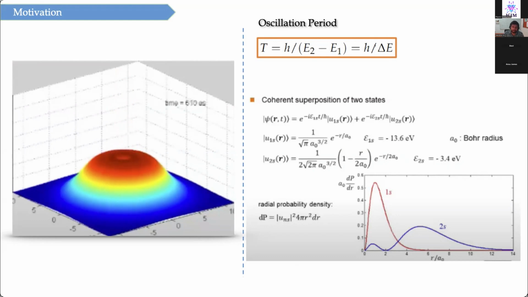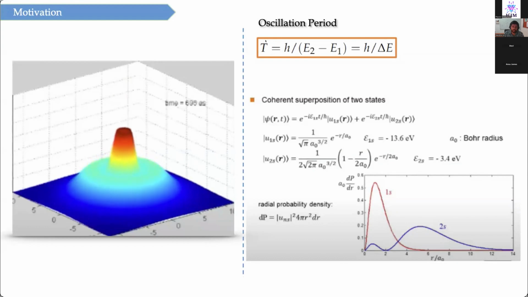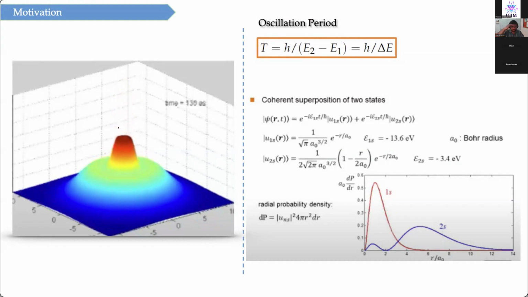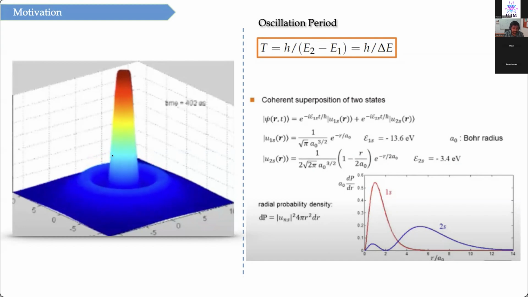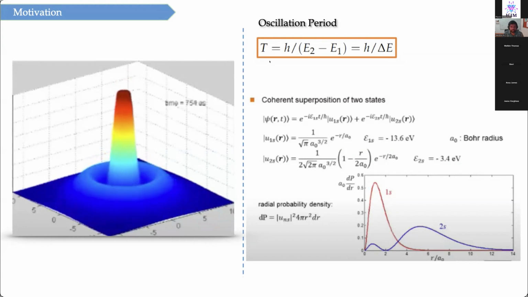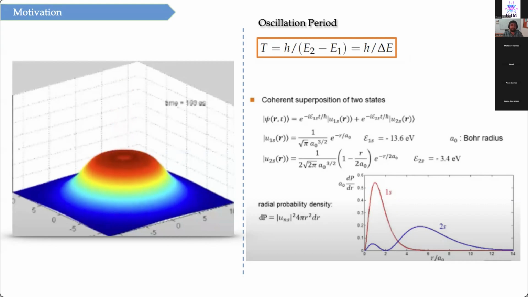Plug the 10 eV into this equation and you get a time period, which is what you see on the left side of your slide. What you see here is the height of the peak. The highest one is the 1s probability density distribution, whereas the ring on the side is the 2s probability distribution. So the 1s electron is moving to the 2s electron and vice versa. This is called breathing oscillation. It happens for a time period of T given by h divided by 10 eV, and this comes to around 420 attoseconds.